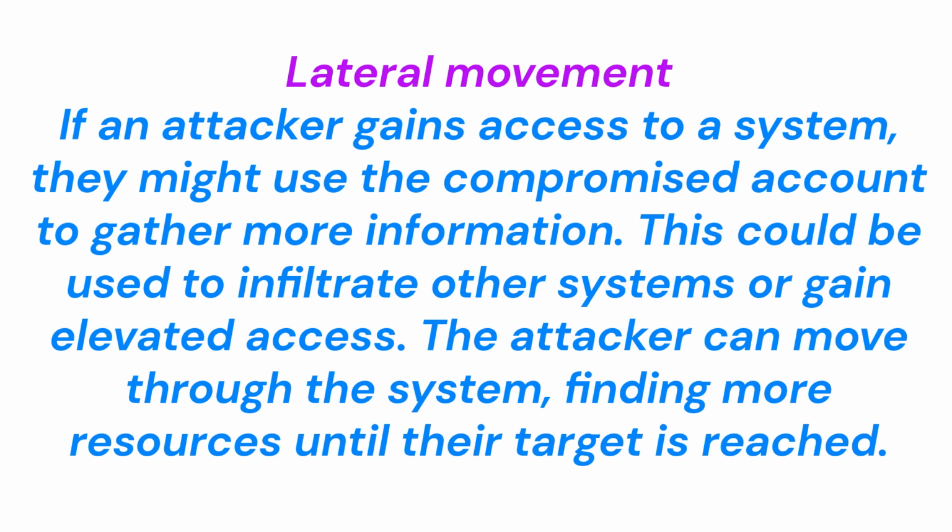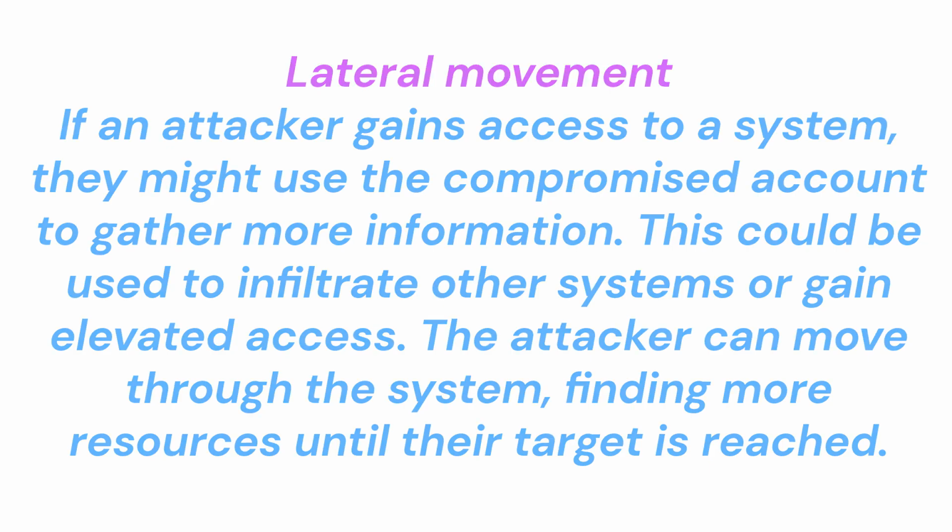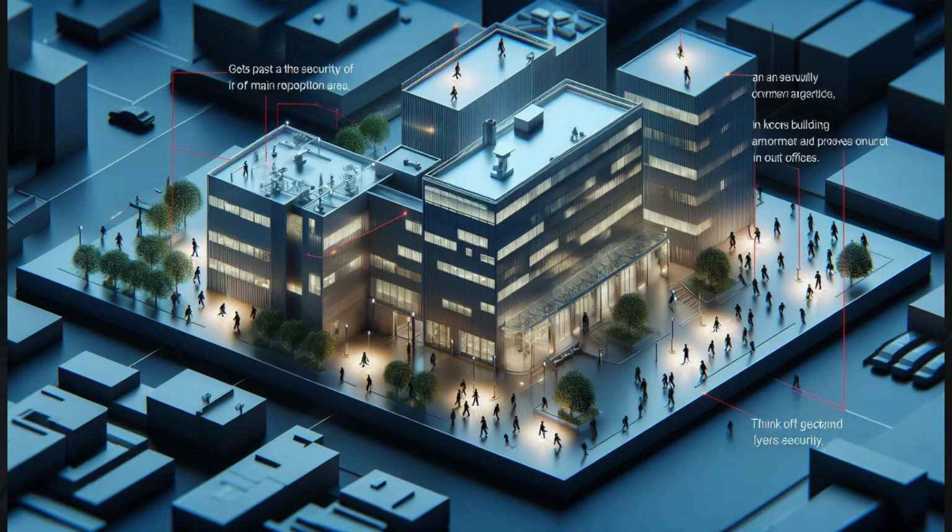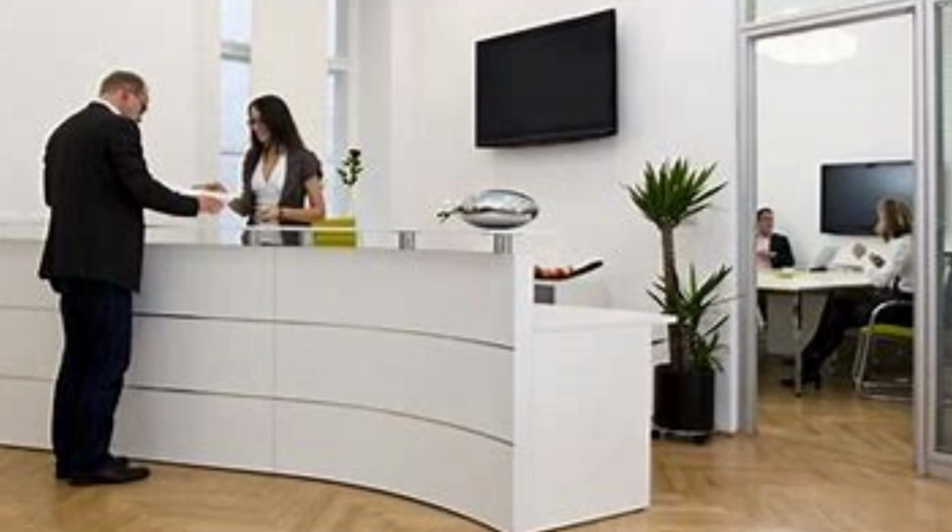Lateral movement. If an attacker gains access to a system, they might use the compromised account to gather more information. This could be used to infiltrate other systems or gain elevated access. The attacker can move through the system, finding more resources until their target is reached. Because the attacker attempts to move between different sections, the final attack is unlikely to come from the initial compromised account. Think of an office building where a criminal gets past the security of the main reception area. They can then generally move around the rest of the building, accessing different floors and offices.